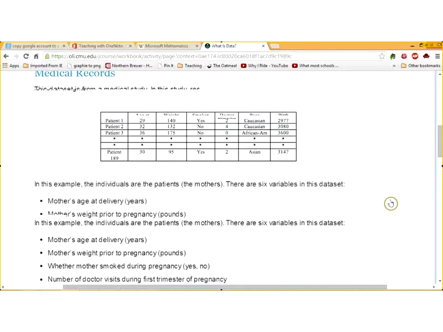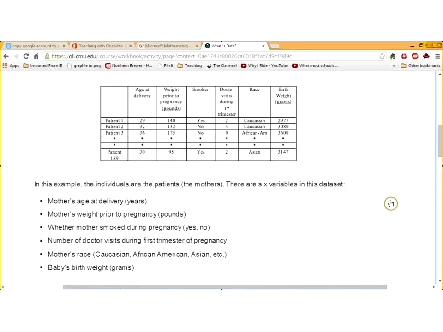So right now we're talking about some variables. As this says, there are 6 variables that list them. It also gives the values for each variable, or the units if they're numbers. Like the mother's age, the units are years. Mother's weight, the units are pounds. Whether the mother smoked during pregnancy, well, it's yes or no. Number of doctor visits, obviously that's just a count. Race has different values, and then the baby's birth weight in grams.